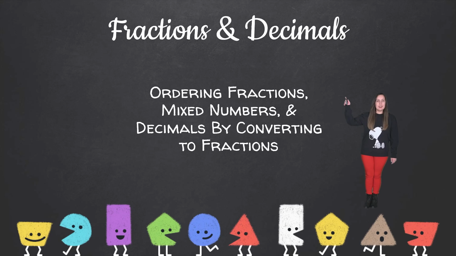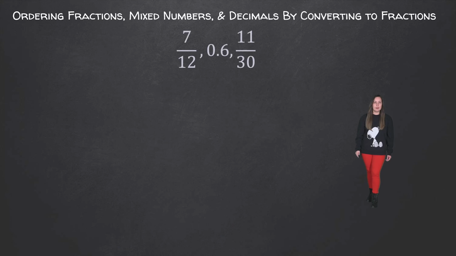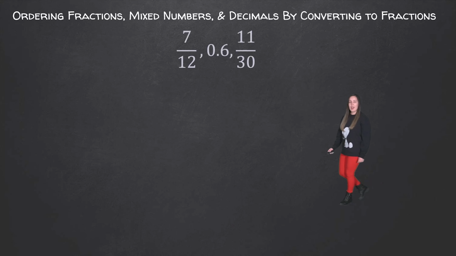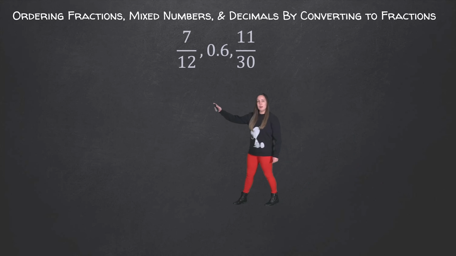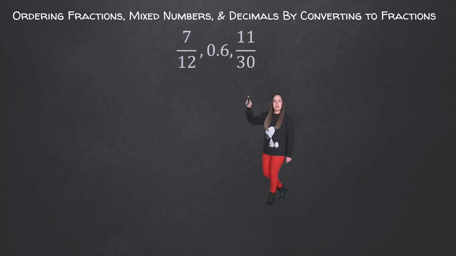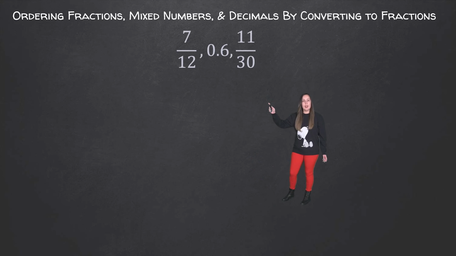Mathematicians, today we're going to be learning about fractions and decimals, more specifically about ordering fractions, mixed numbers, and decimals by converting to fractions. To get us started, we have 7 over 12, 6/10, and 11 out of 30. Now, 2 of these are written out as fractions, so we're going to leave them alone.